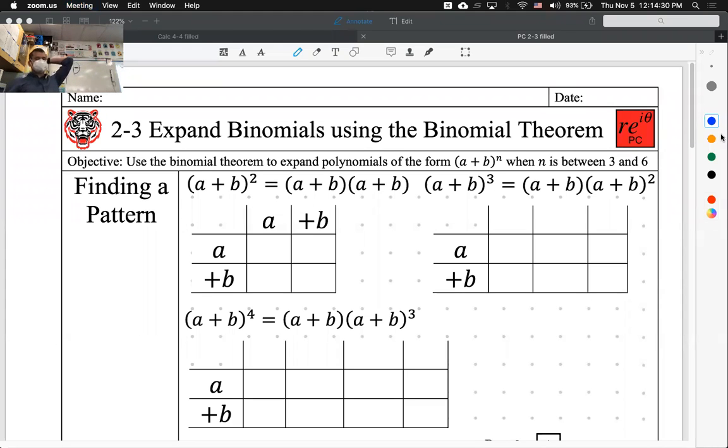All right, this is 2-3 pre-calculus, expand binomials using the binomial theorem.